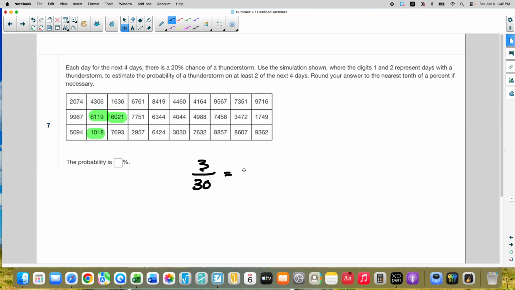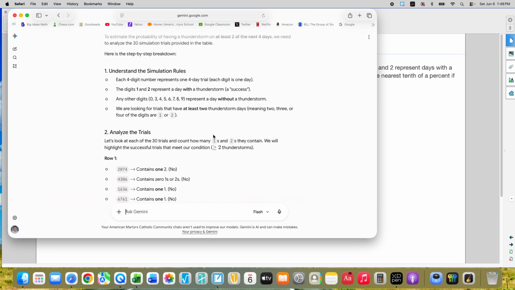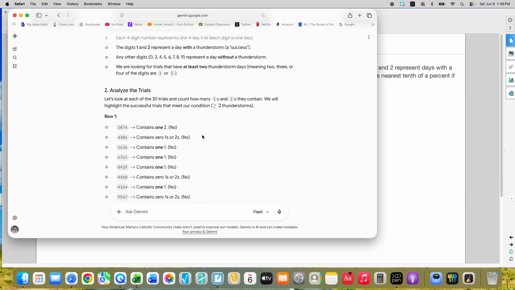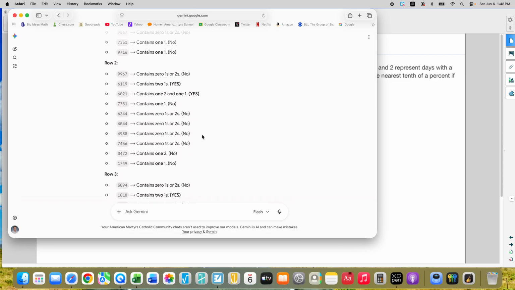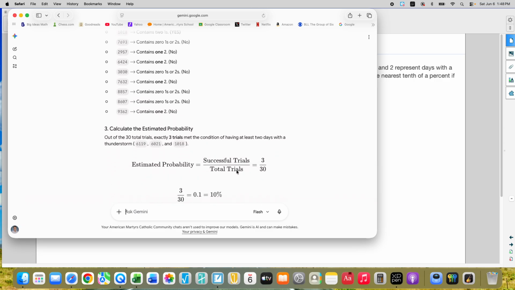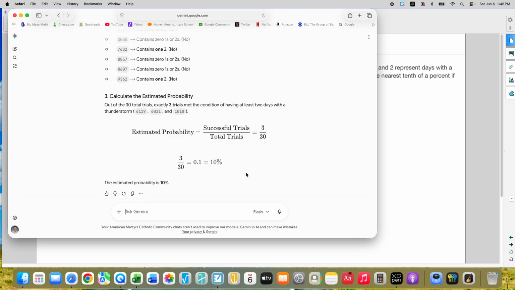simulations. So that equates to a 10% chance of it raining. That was way, way easier than it looked to be. And here they go analyzing. It talks about it and it goes through and it sees that there are only 3 successful trials out of 30 total trials. So the estimated probability. That's how we can use it.